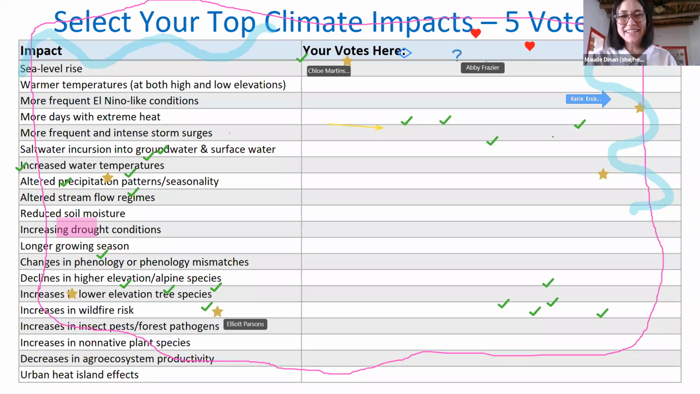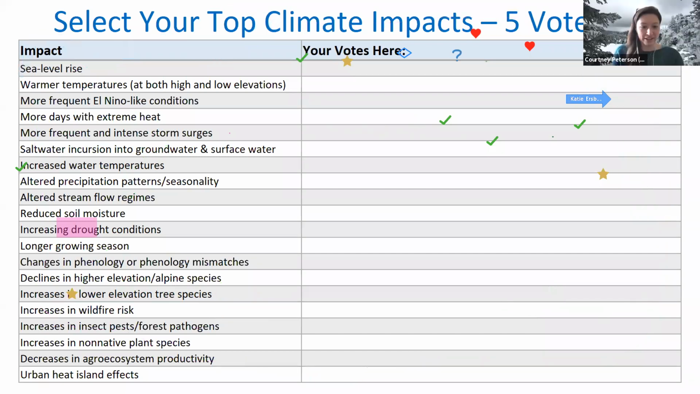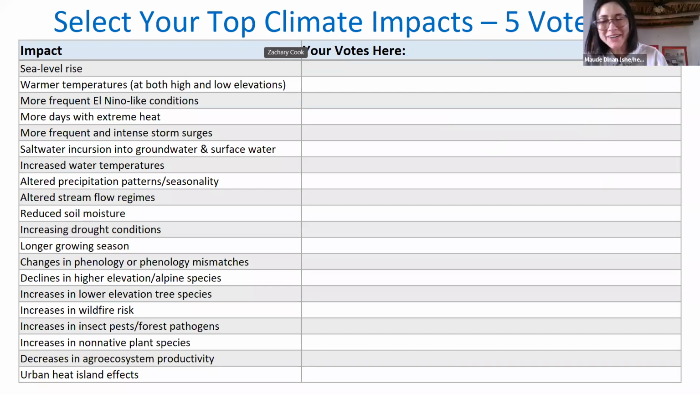All right, so, is there a way to clear the screen, Courtney? There is. If you can pull up your Annotate, and then there's a clear and clear all drawings. Perfect. Sorry to delete your drawings, everyone.